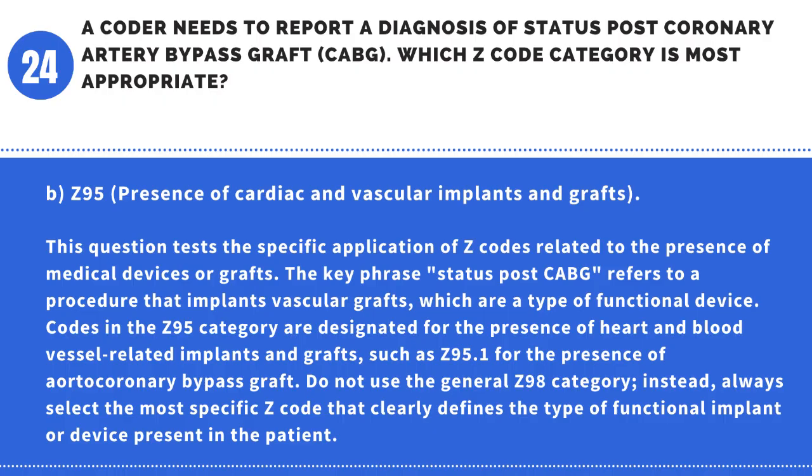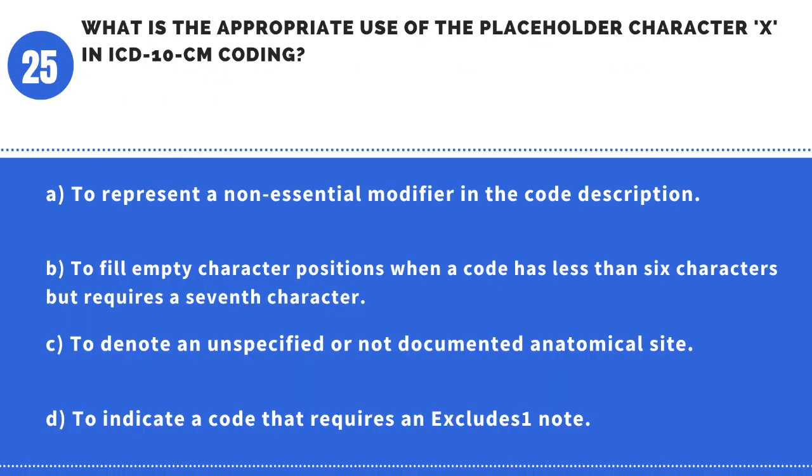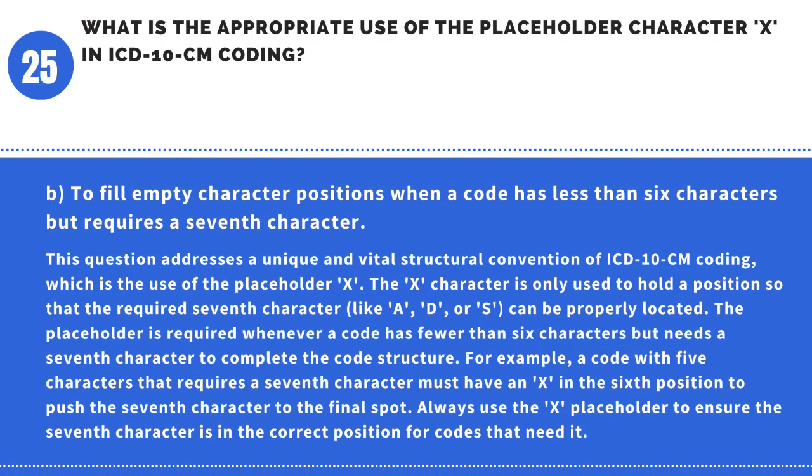Question 25. What is the appropriate use of the placeholder character X in ICD-10-CM coding? A. To represent a non-essential modifier in the code description. B. To fill empty character positions when a code has less than 6 characters but requires a 7th character. C. To denote an unspecified or not documented anatomical site. D. To indicate a code that requires an Excludes1 note. Answer B. To fill empty character positions when a code has less than 6 characters but requires a 7th character.